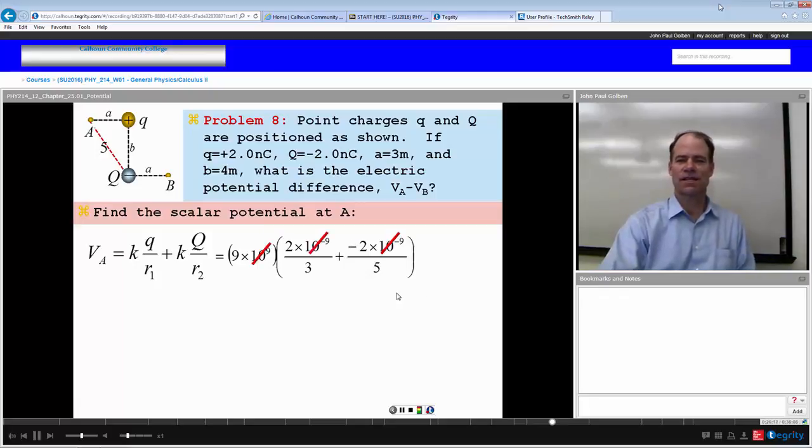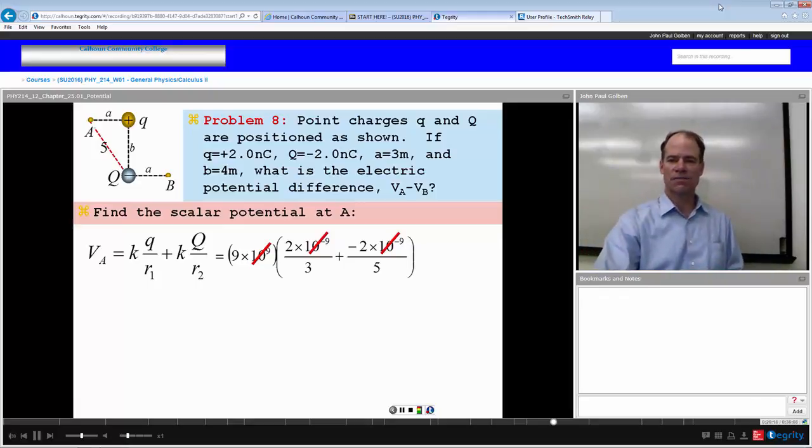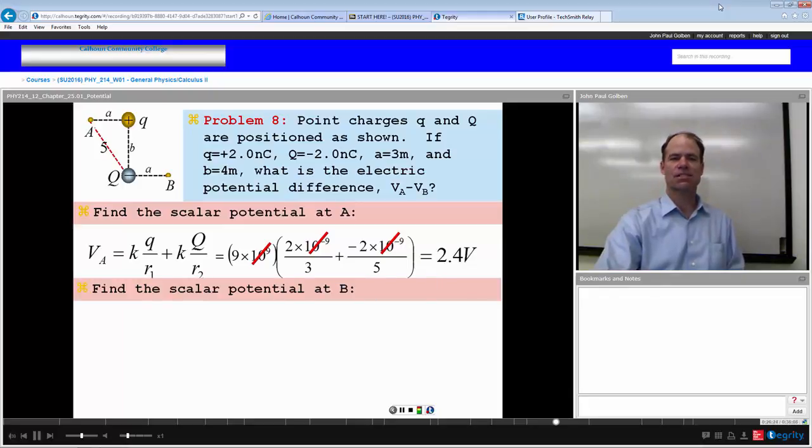If we add these together, 10 to the 9 and 10 to the minus 9s cancel out. So we have 9 times 2/3 plus a negative 2/5, which gives us 2.4 volts. That's the potential at A.